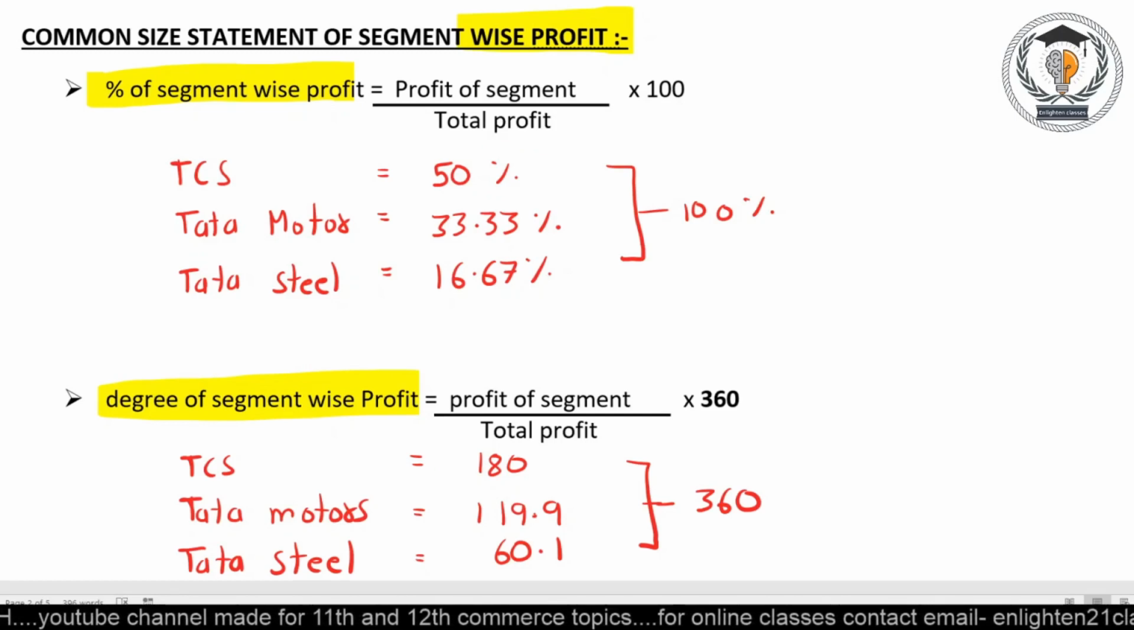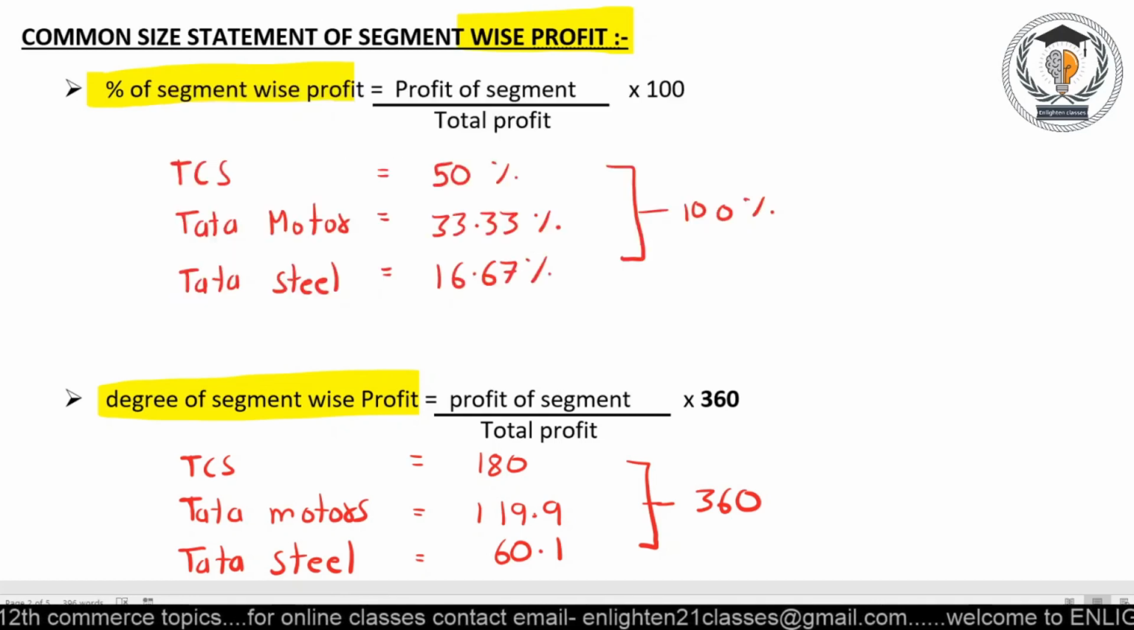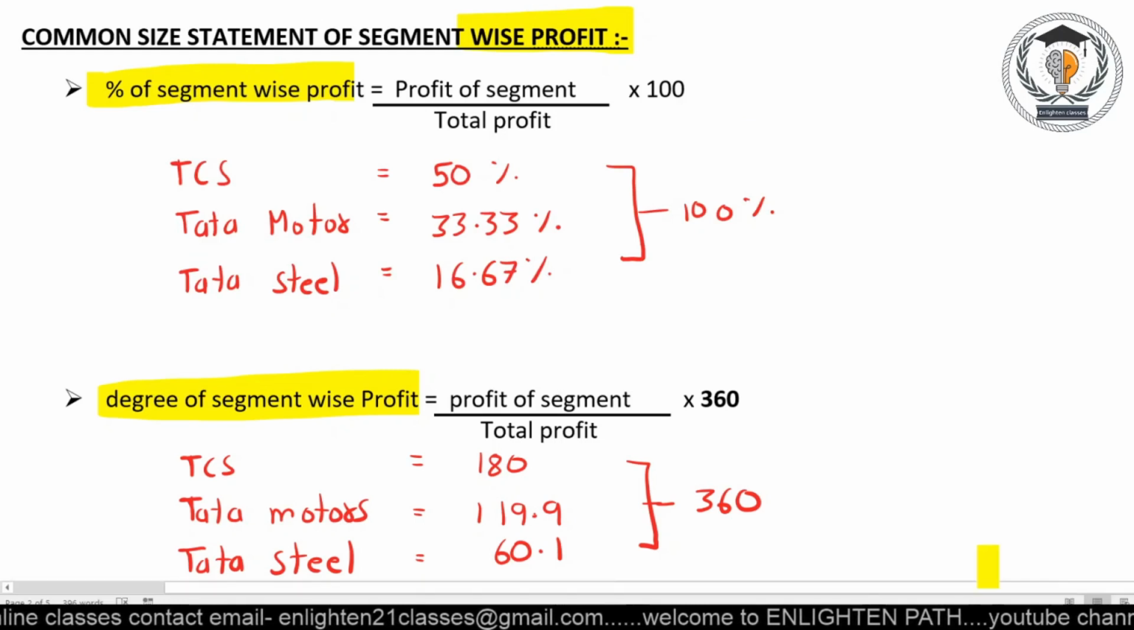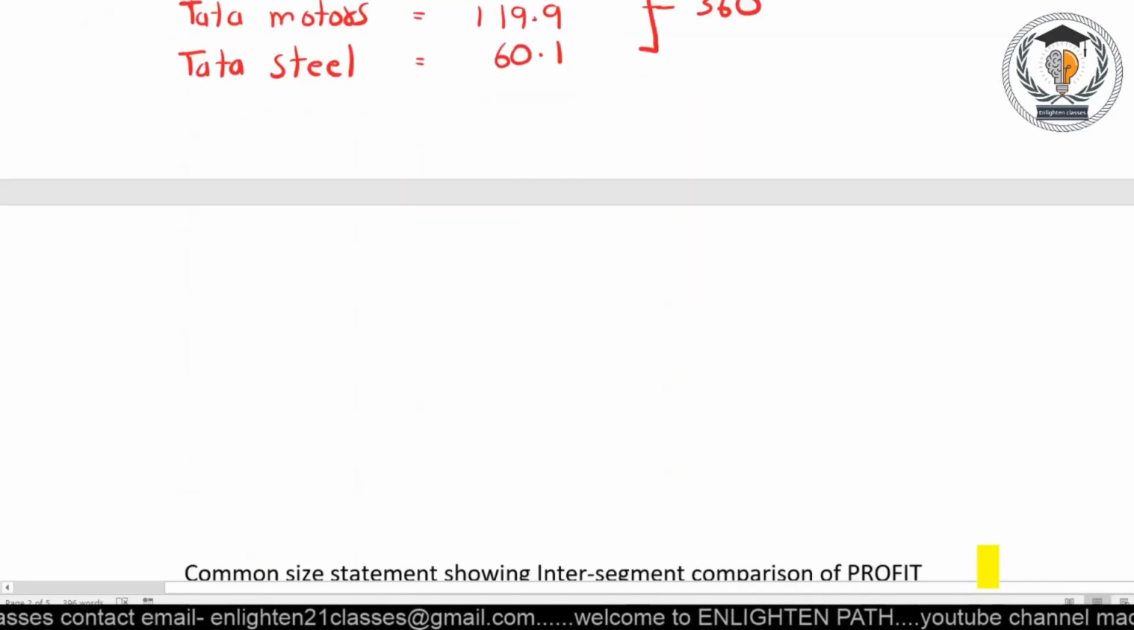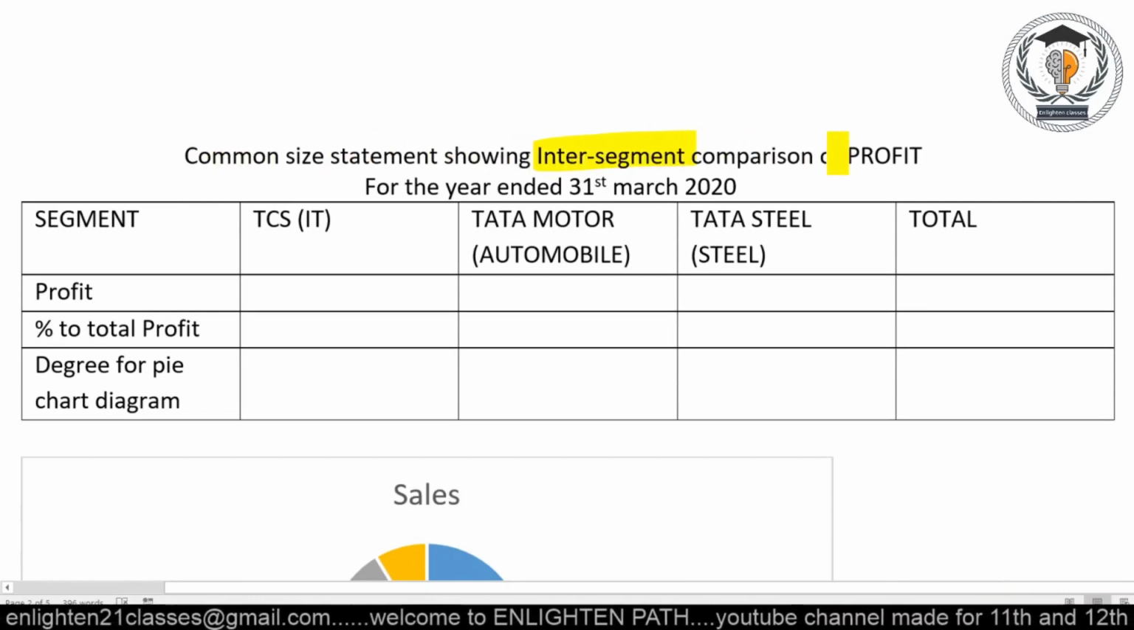From where I have calculated it, above we have already calculated the profit first in the project. So from there only I have calculated all these percentages and degrees. On the screen I have also put in the screenshot. Now after this we have to sum up all these things in a table. So here I have prepared a common size statement showing inter-segment comparison of profit.